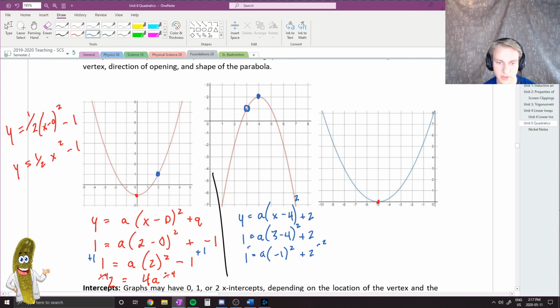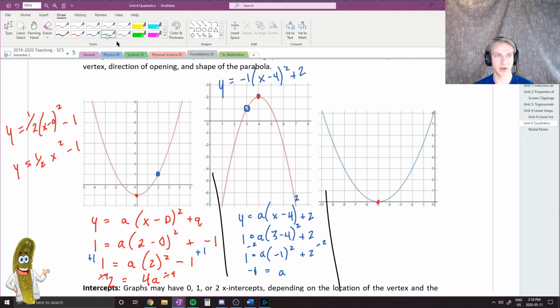Let's get this 2 over to the other side. So I have negative 1 is equal to a times 1, which in other words just means that a is equal to negative 1. So I can write the final equation of this then, saying that y is equal to negative 1 times x minus 4 squared plus 2. So again, what I'm doing is I'm picking the vertex, picking my favorite point, and then solving for a using that point and using the vertex as well. That's the second example.